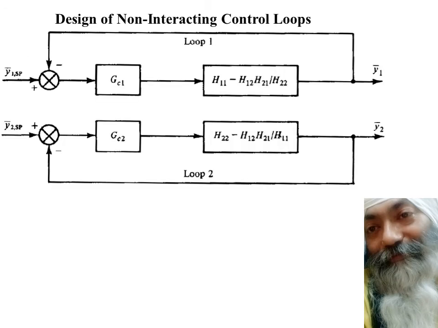As we see over here, the design of non-interacting control loops has finally led us to two loops which were earlier interacting, but now they have stopped interacting. Now they are totally decoupled. We have designed cross controllers for them. We have designed decouplers for them, and that is why we have come to this final situation.